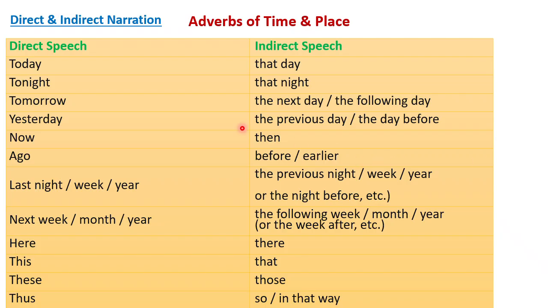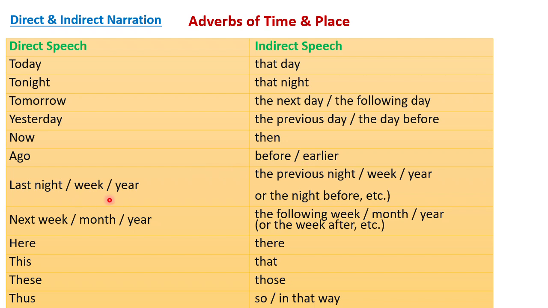So this is a simple conclusion. But one thing more quickly: adverbs of time and place also appear in the sentences, of course. So if they are in the sentences, what will be the change? Quickly you can go through and practice. They are very simple. For example, in direct narration, if the word today is used, it will be changed into that day when we shift the sentence into indirect narration, right? If there is tonight, it will be changed into that night. Tomorrow will be changed into the next day or the following day. You have a choice. Yesterday will be changed into the previous day or the day before. Now will be changed into then. Ago will be changed into before or earlier.